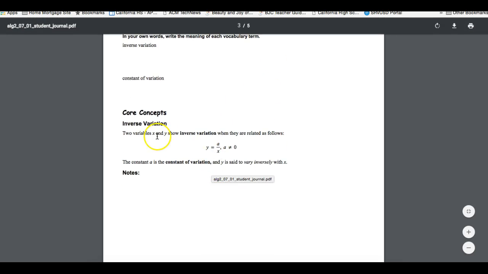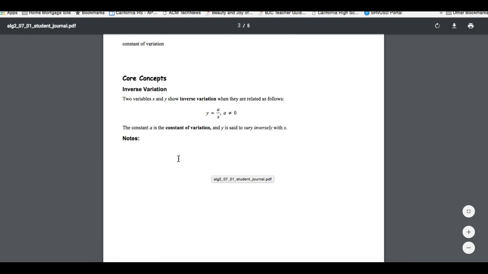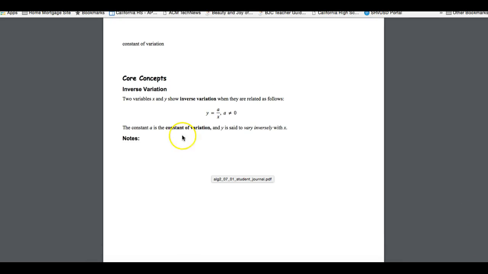So we've got here, this is on page 192 in the core concepts. Two variables, x and y, show inverse variation when they are related as follows. So we've got y equals a over x when a cannot equal 0. So a can equal any non-zero number.